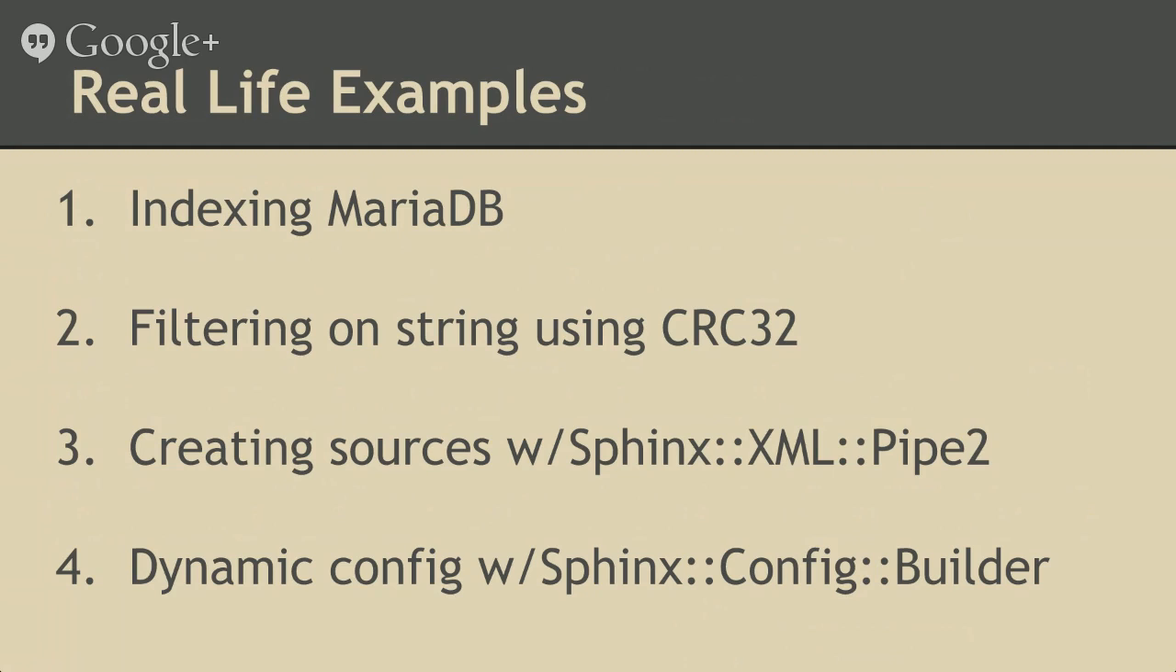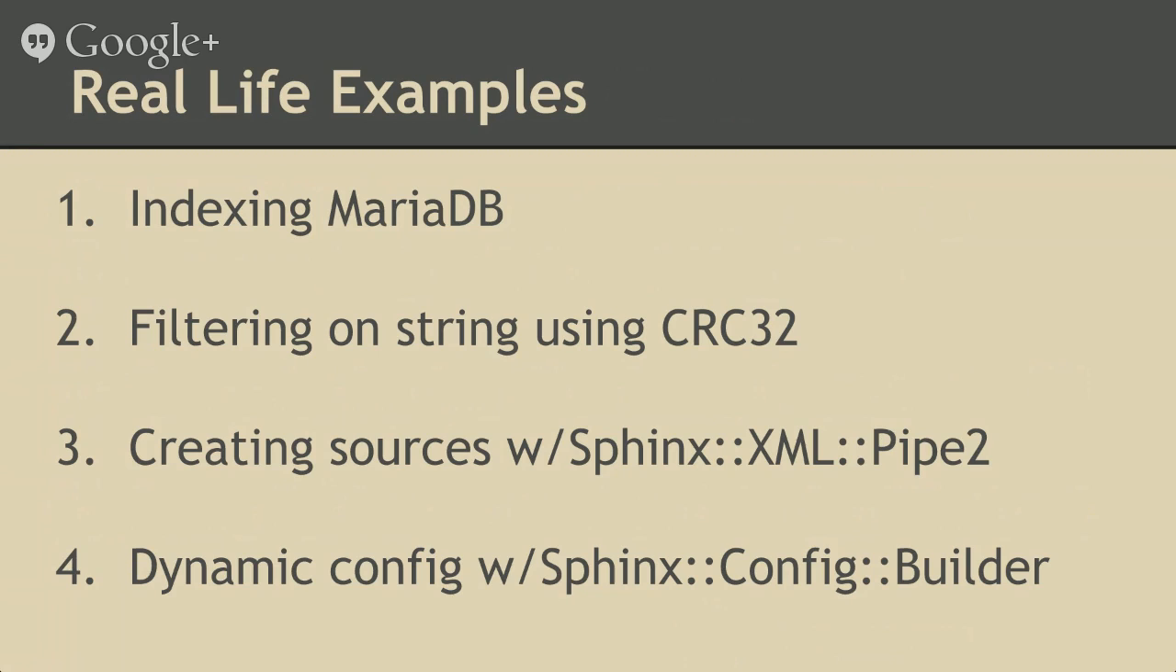Filtering on strings is not as straightforward as you would think it would be in Sphinx or in some sort of application like Sphinx. Basically, if you've got a string attribute and you want to only search fields that have that string attribute, you can't do that directly just by specifying a string. You have to turn that string into an integer, and you do that using the CRC32 method.